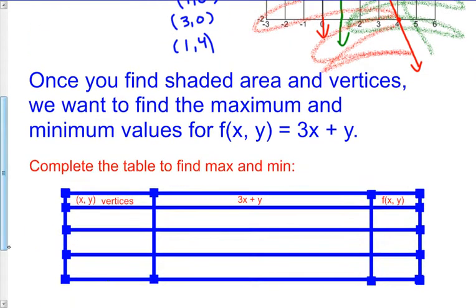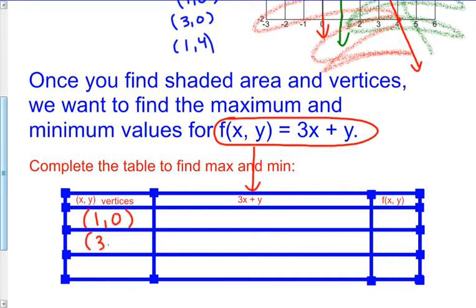So then it says, once you find the shaded area and vertices, we want to find the maximum and minimum values for this function. Now don't be scared by the fact that they gave you this function. I'll teach you how to find this later. For right now, it's just going to be given to you, so you're going to leave it like this. So they've moved that right down here into the table. They want us to list our vertices. So the vertices we listed are (1, 0), (3, 0), and (1, 4).